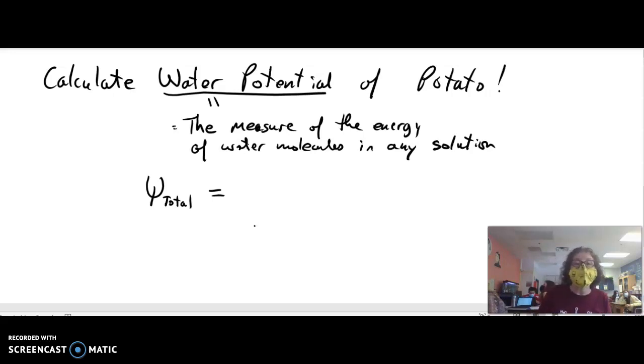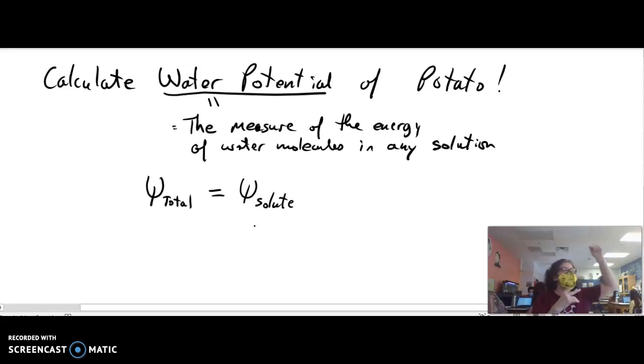And simply, water potential means it's a measure of the energy that water molecules have in a solution. And it depends on two things. It depends on the solute concentration, how much stuff is dissolved in it. The more stuff is dissolved in a solution, the lower the water potential is, because the water gets bound up with all those molecules that are in between and interfering with its movement. So the more solutes, the less water potential there is.